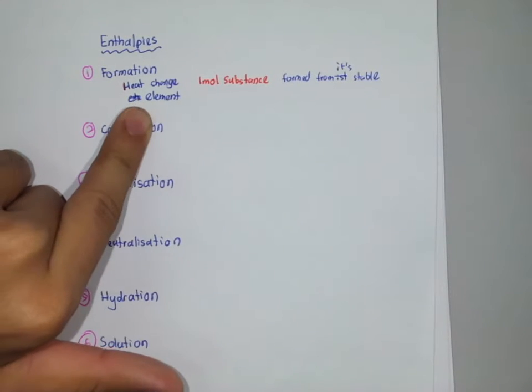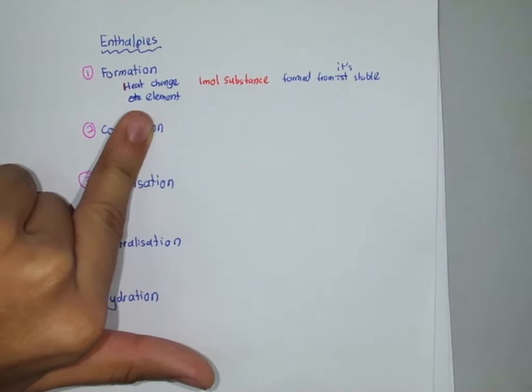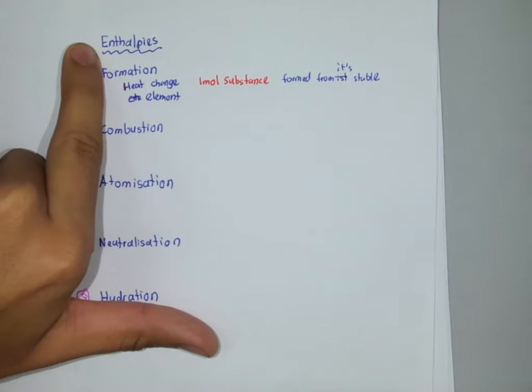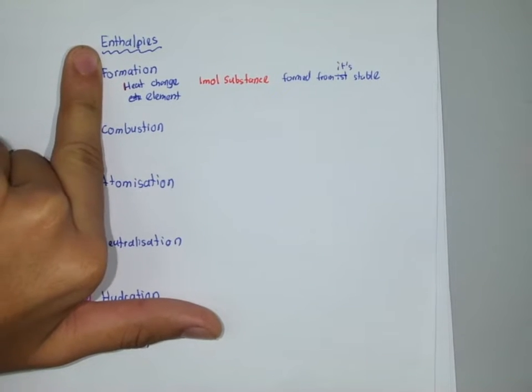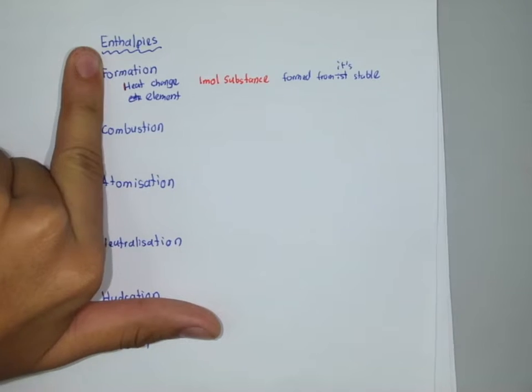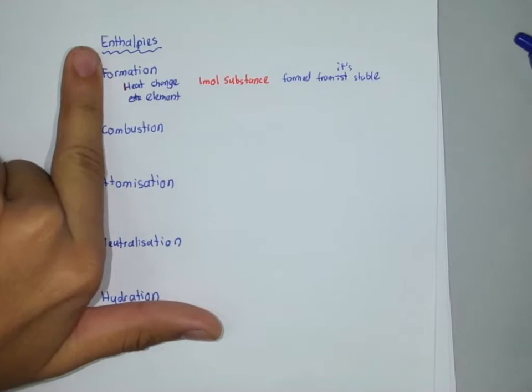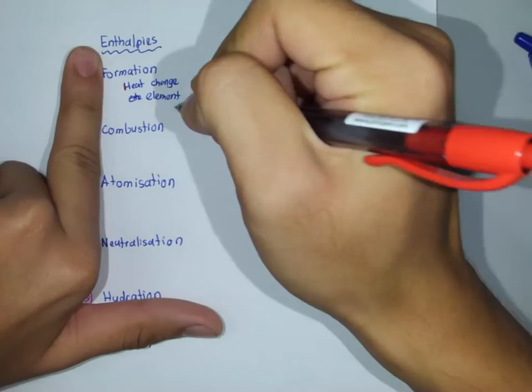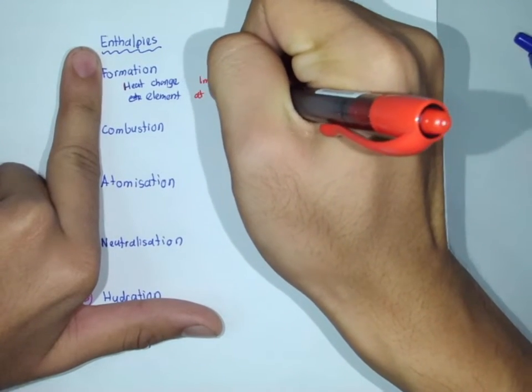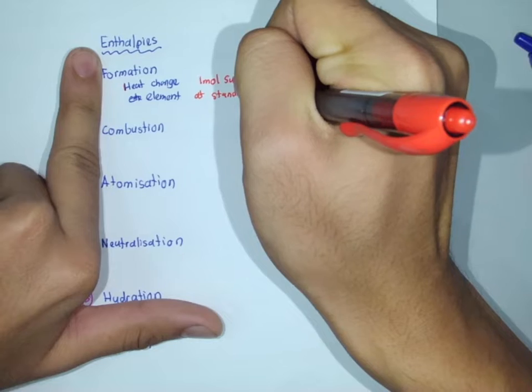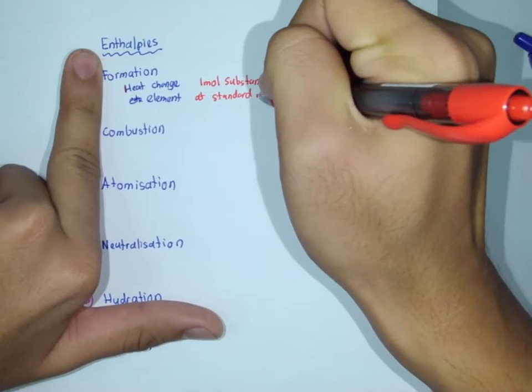So the important thing here, kalau for example ditanya pasal enthalpy is fine. Kalau ditanya standard enthalpies, just one more sentence that will give you the full mark lah. Kalau ditanya standard enthalpies, you have to put at standard condition.